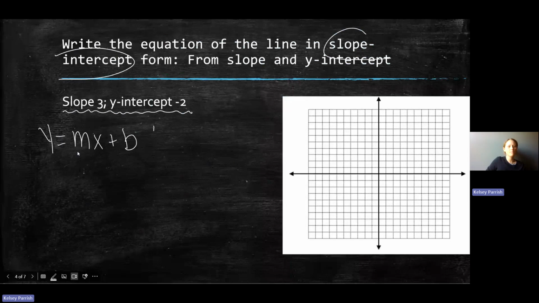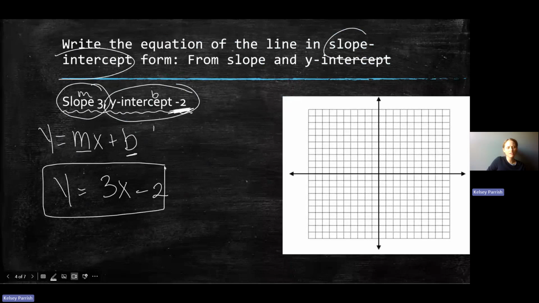Do we have m? We sure do. Right there. Do we have b? Yep. b is the y-intercept. So all I have to do is y equals 3x, and that's a -2 for that y-intercept. So it's going to be -2. And there you go. Slope-intercept form.